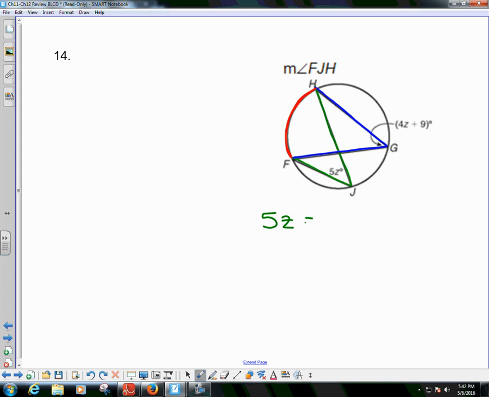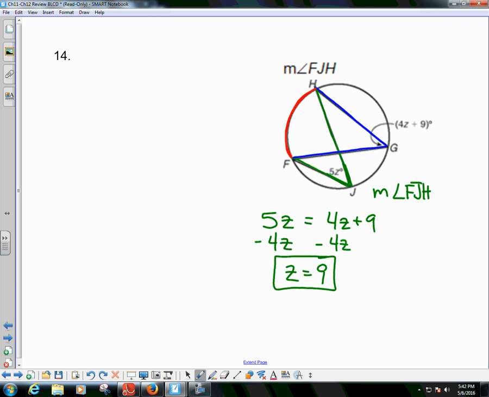So I'm going to say 5z equals 4z plus 9. I'm going to identify where I have the most z's and move everything else to that side. I'm going to subtract 4z from both sides, which gives me z equals 9. It doesn't ask me what z is. It wants to know what this angle is right here. So the measure of angle FJH equals 5 times, we determined that z was 9, so it is 45 degrees.